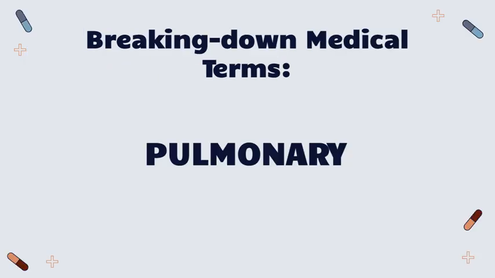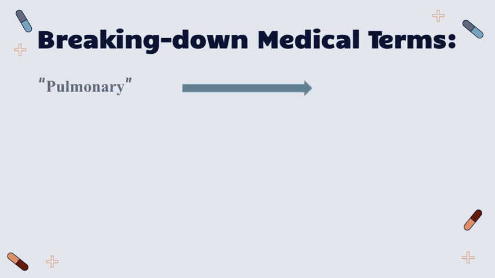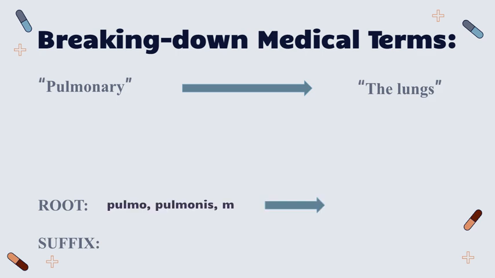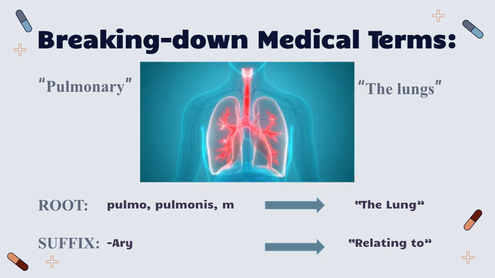Let's start by breaking down some medical terms used commonly in the medical field today that are derived from Latin and Greek, starting with pulmonary. The word pulmonary means the lungs in English, but when breaking this word down by its root and suffix, we can better understand its origin. The root of pulmonary comes from the Latin word pulmo pulmonis, which means the lung in English. The suffix is "ary," which means relating to in English. So putting these back together, pulmonary technically means relating to the lung.